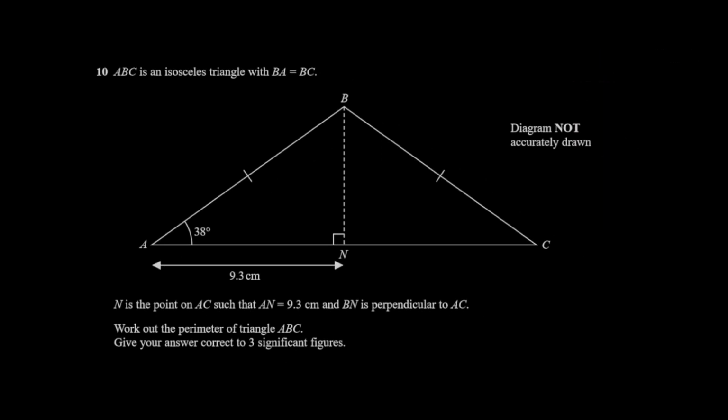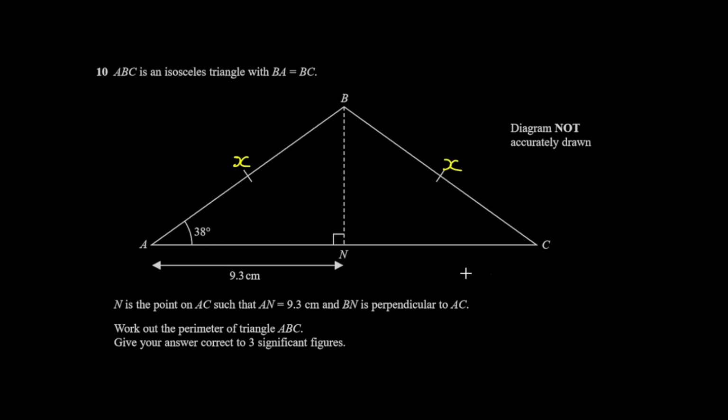Question 10 offers us a fairly conventional SOH question. Effectively, we've got two right-angled triangles back to back. We've been asked to work out the perimeter of this shape. So to do that, we really need to know the length of AB, which incidentally is the same as the length of BC.